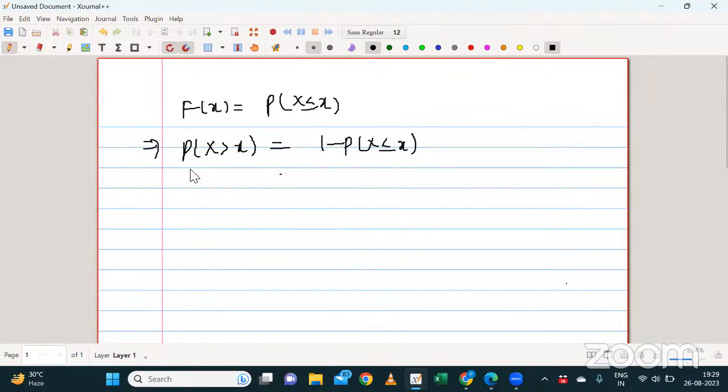So if something like this is given to you, there is no need to integrate if you know the formula. If you don't know the formula, or you are aware of the integration, then you can directly do the integration. Okay, so let's move to the exponential distribution.